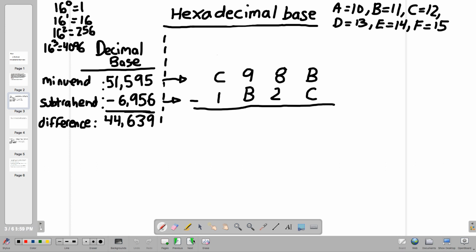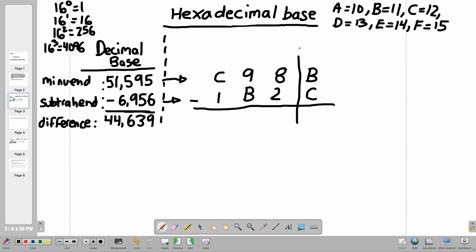Back to the values here, over to the right side, for the value 51,595, its hexadecimal representation is C98B. For the value 6,956, its hexadecimal representation is 1B2C. So let's compute. We want to start with the least significant column, and so that'll be right here.